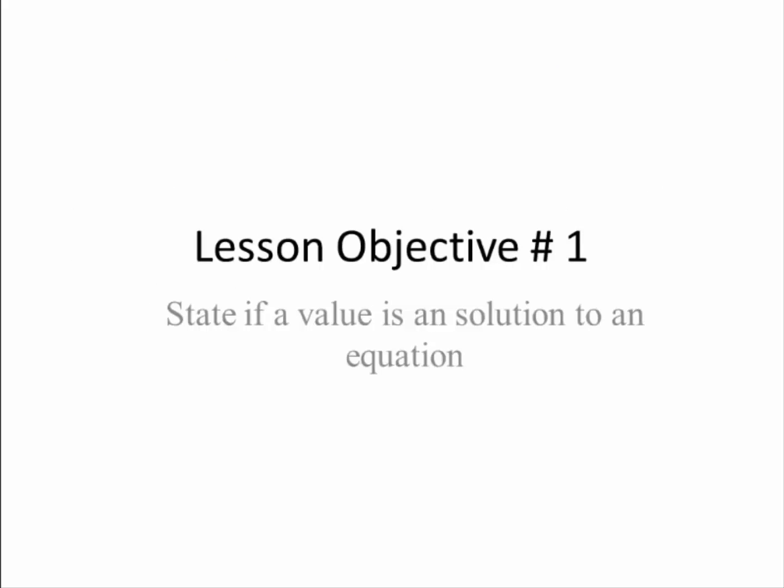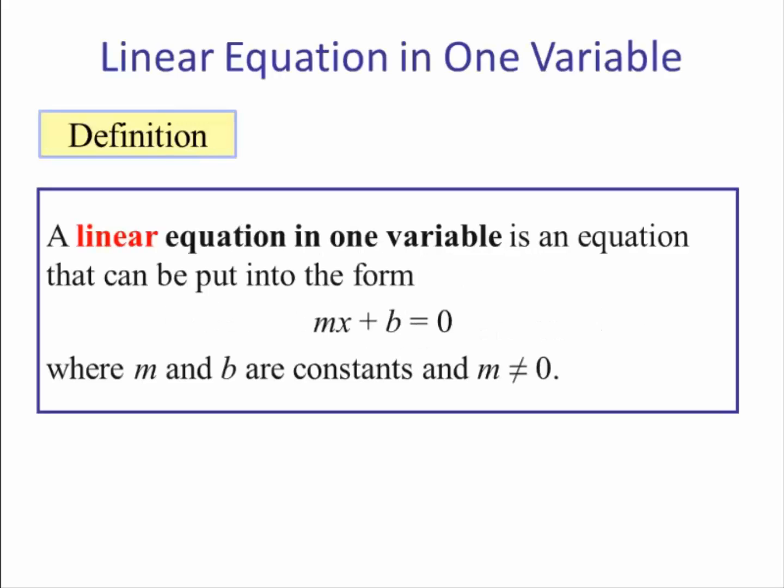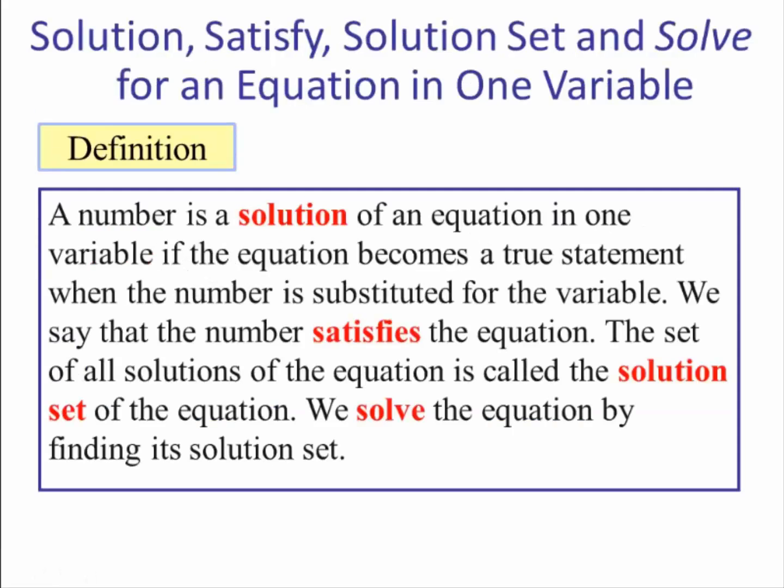Lesson objective number 1. A linear equation in one variable is an equation that can be put in the form mx plus b equals 0, where m and b are constants and m is not equal to 0. A number is a solution of an equation in one variable if the equation becomes a true statement when the number is substituted for a variable.